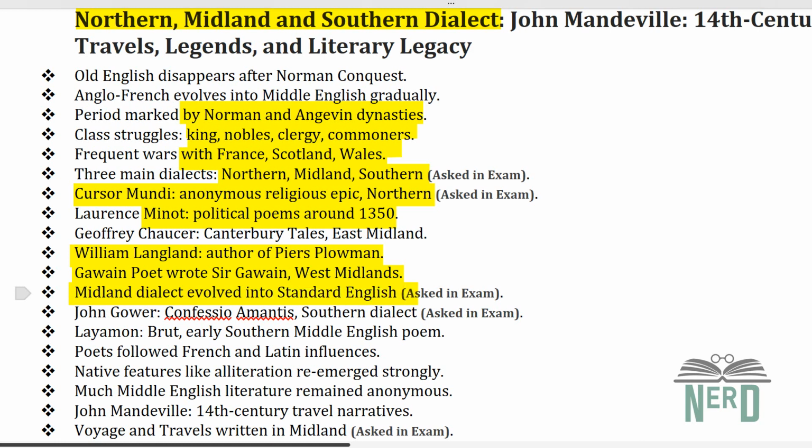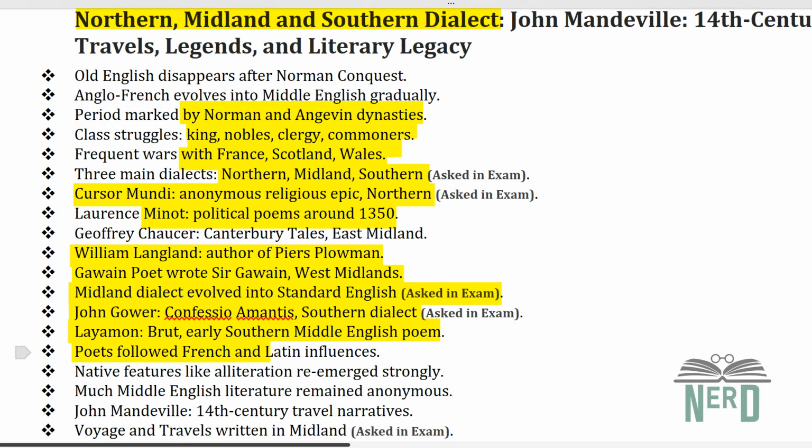The Midland dialect, in fact, is the one that gradually evolved into Standard English. This specific dialect was asked in exam. From the Southern dialect, we find John Gower, who wrote Confessio Amantis in Southern English. It was once asked in exam, though he also wrote in Latin and French. And earlier, Layamon, whose Brut retold the story of Britain in an early Southern Middle English dialect.